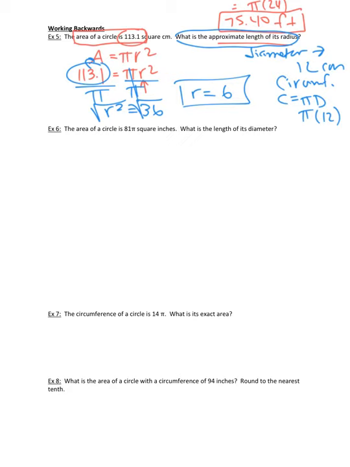In example 6, the area of a circle is 81 pi square inches. What is the length of its diameter? So they're giving me area, but this time, let me write the formula first. I always write the formula first.